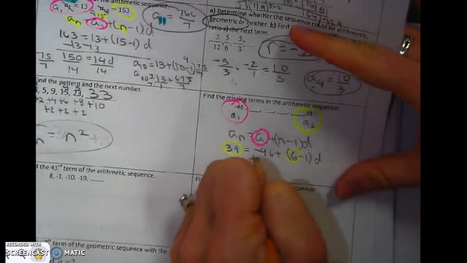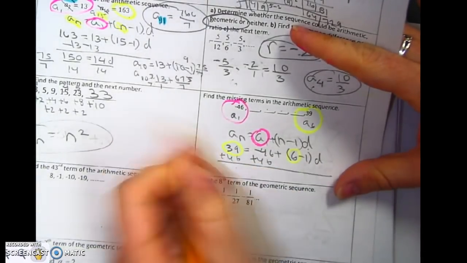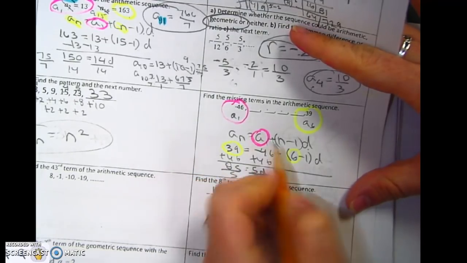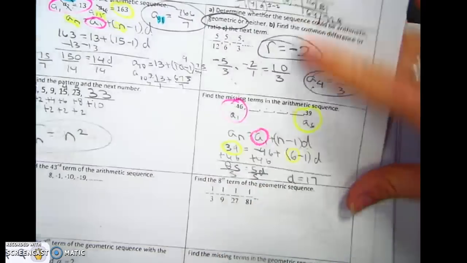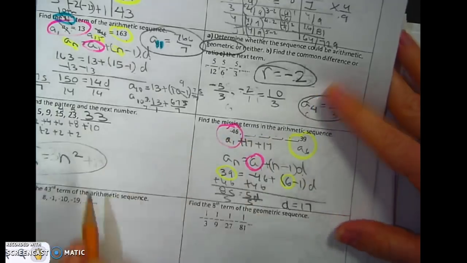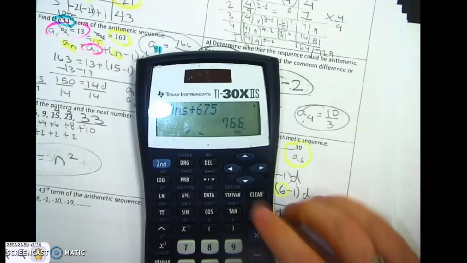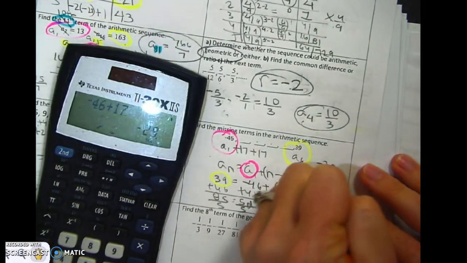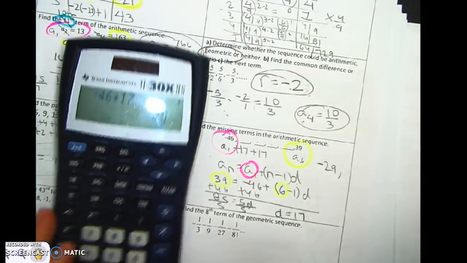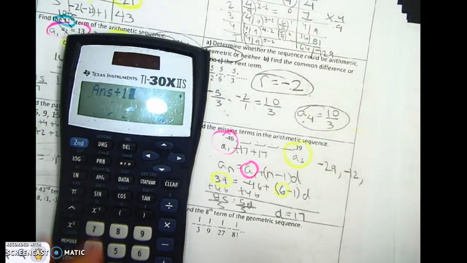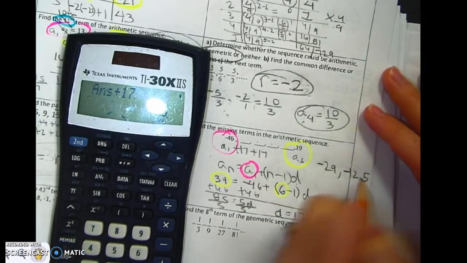So I'm going to add 46. 85 equals 5d, divide by 5. D equals 17. So now I know the pattern. I'm going to show my work. Plus 17, plus 17. So now I'm just going to do it in my calculator. Negative 46 plus 17, negative 29, comma, plus 17, negative 12, plus 17, 5.